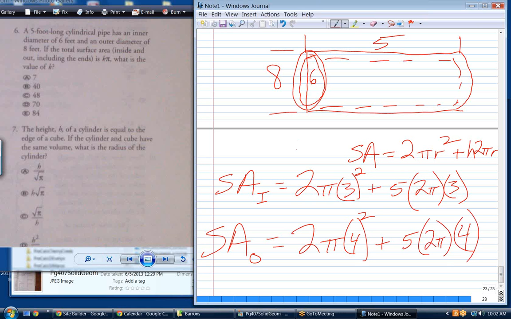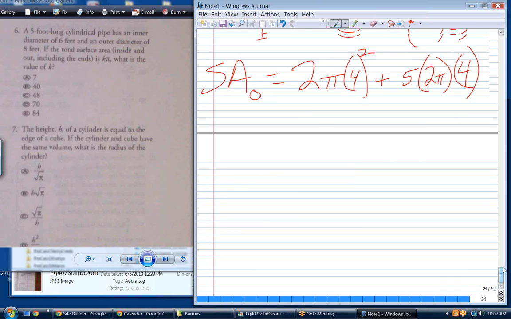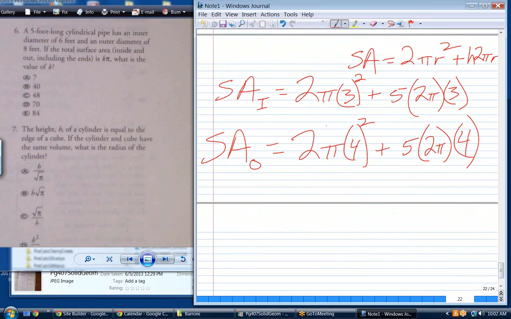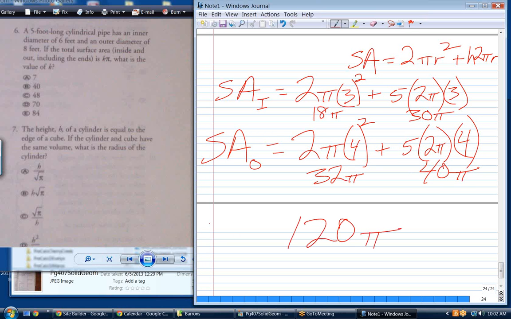If the total surface area is k pi, what is k? Well, how many total pi do we have here? Let's see. 18 pi, 30 pi over here. We've got 32 pi here, and we've got 40 pi over here. So we have 120 pi. So our total surface area.